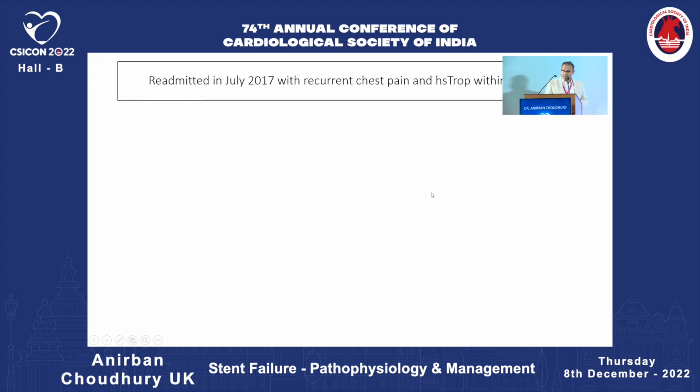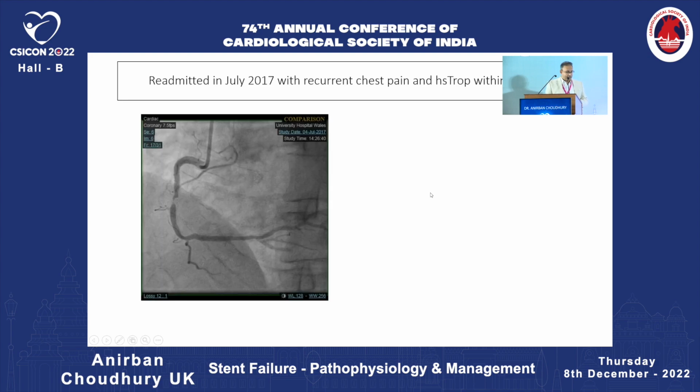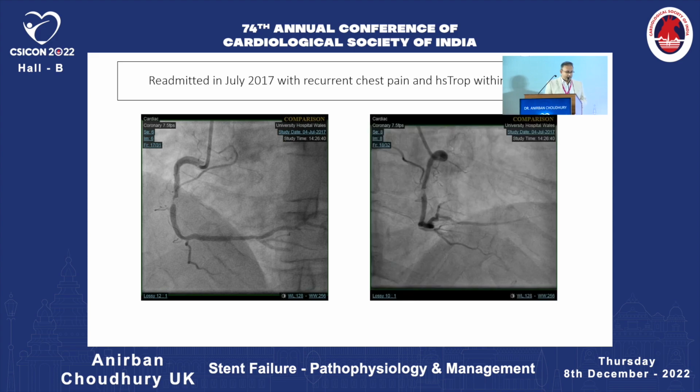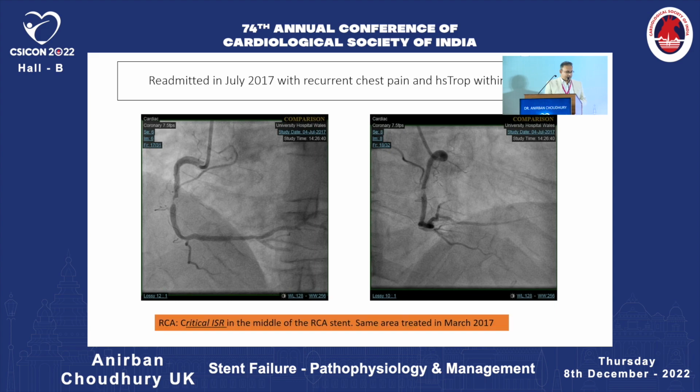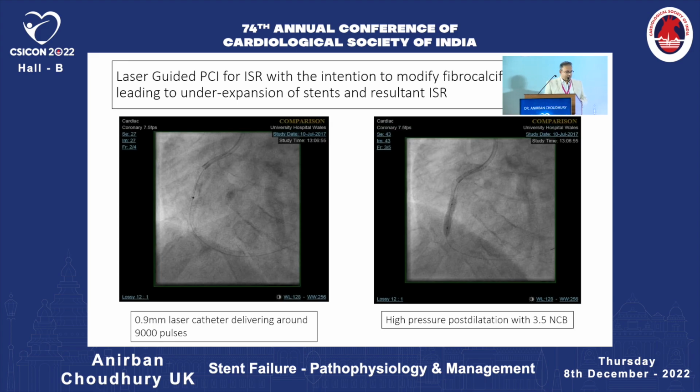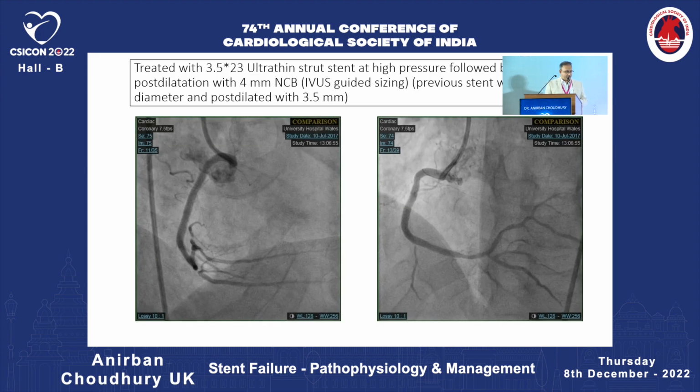So he unfortunately came back within a few months to us, represented again. And he had a repeat ISR in exactly the same spot. And this is because we hadn't managed to modify the background substrate which had caused the ISR in the first place. So in this particular scenario, we decided to try to modify the background substrate using lasers. We had 3 runs totaling up to 9,000 pulses, and then aggressively post-dilated, or pre-dilated in this situation you might say, with a 3.5 NC.